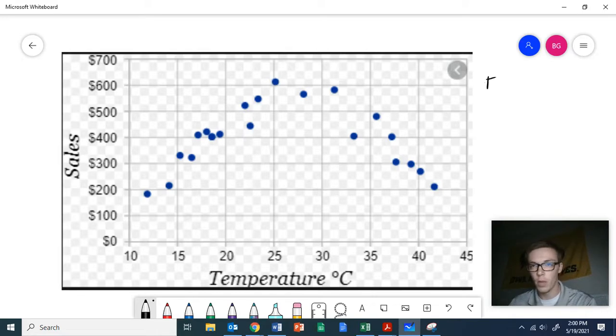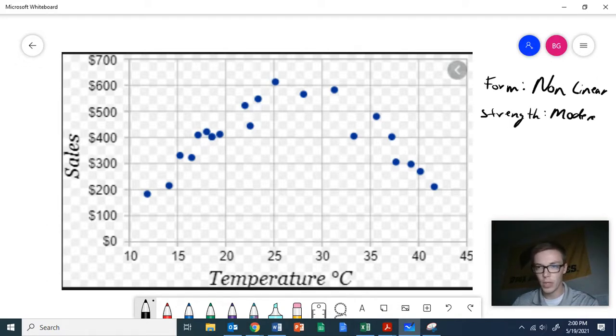Our form, though, is going to be nonlinear. Okay, that's our form, nonlinear. Our strength here, I think this one's probably moderate. If you said strong, I could see an argument for that. There's a little variance here, but you could see either. But moderate is what I would say.